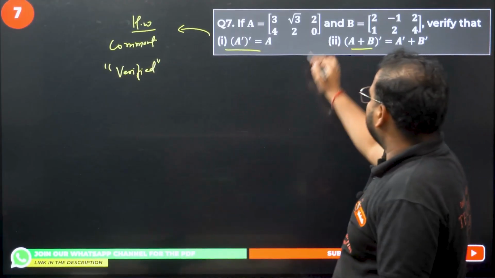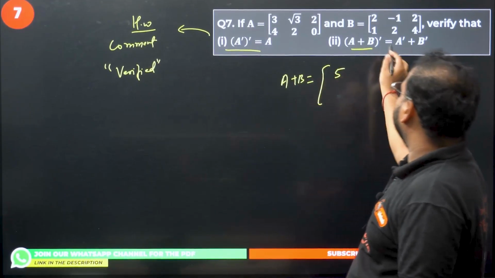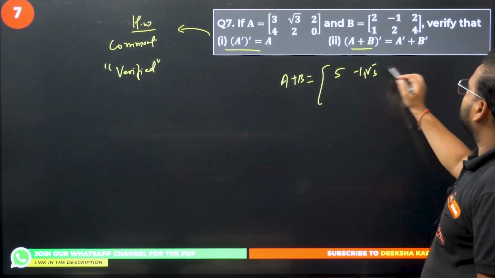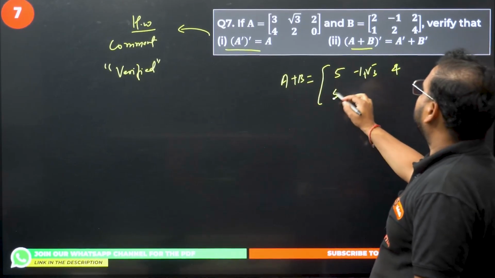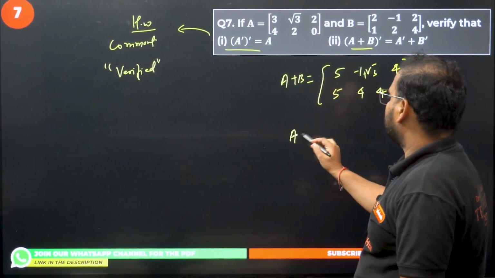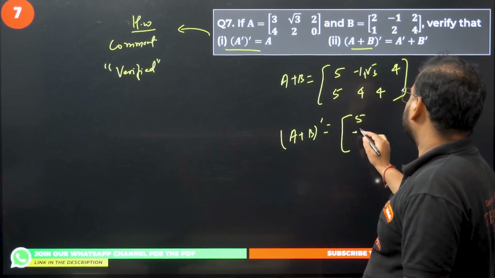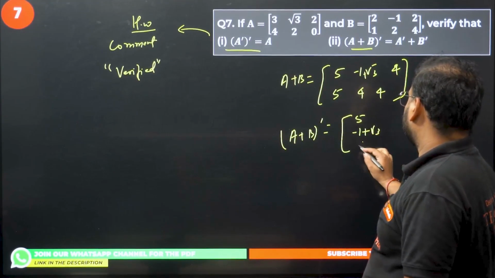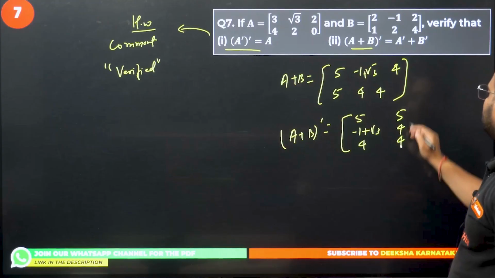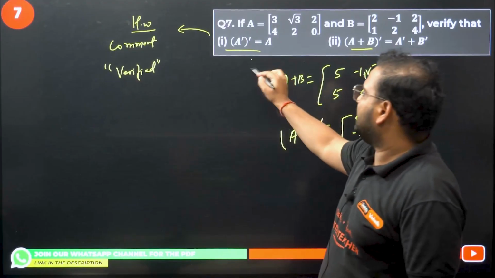Okay, first add A plus B. What do you get if you add them? You get 5 here. You get minus 1 plus root 3. And you get over here 4, 5, 4, 4. That's A plus B. I'm looking for the transpose, so do the transpose. A plus B transpose will be given by 5, minus 1 plus root 3, and this will come here, 4. This row becomes column, right? And over here we'll have 5, 4 and 4. The row becomes column. That's my A plus B transpose. This is the LHS side of part 2.